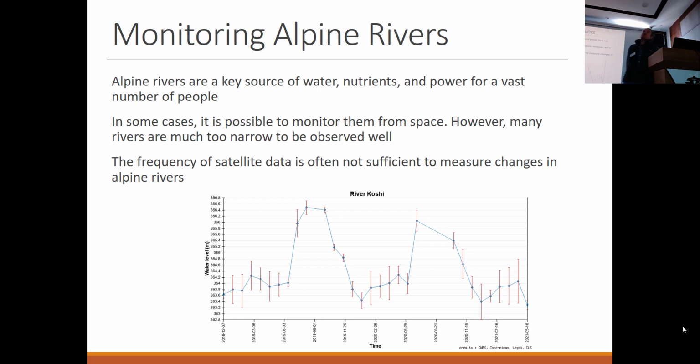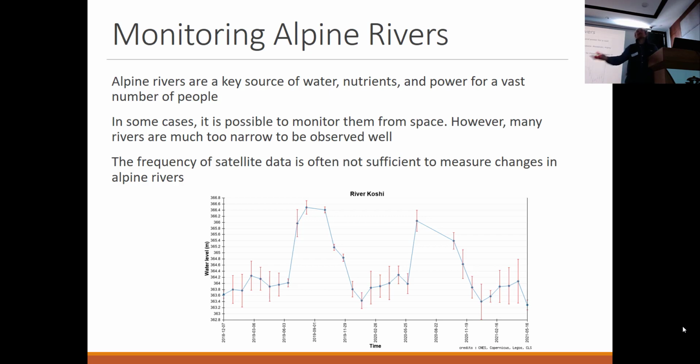For some big rivers in particular, you can monitor them from space. So, for example, this is somewhere a little downstream of the River Koshi, where you can get an accurate measurement of the height of the river from space. There are some similar to this little laser that I was showing you and measuring how far my hand was away from it. You can do the same thing from space. However, you don't get measurements very often.